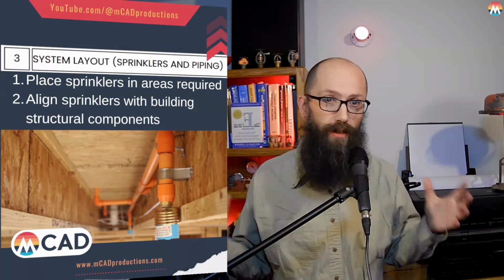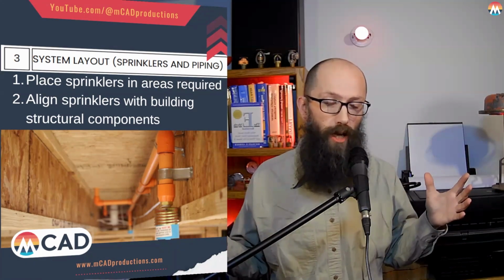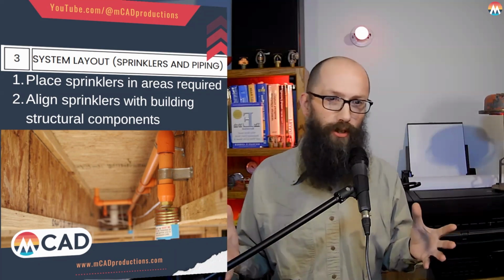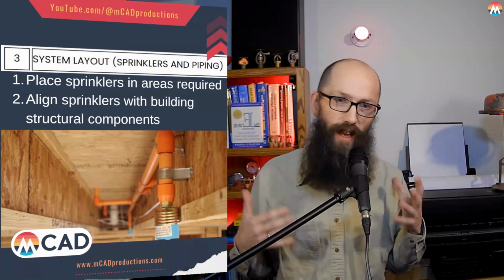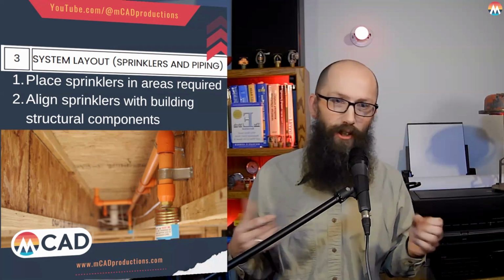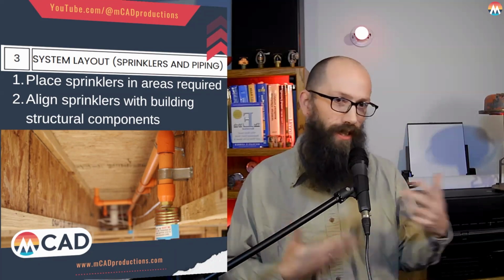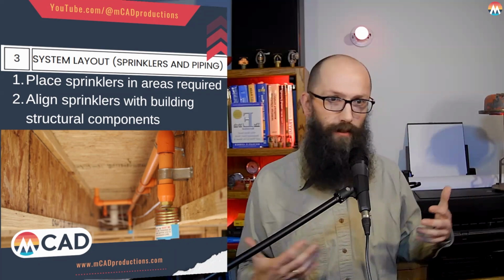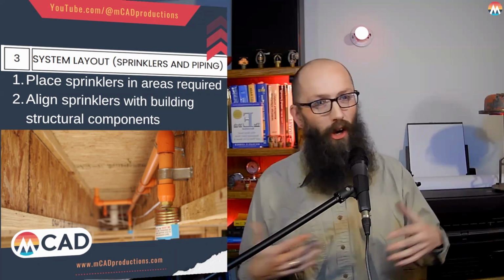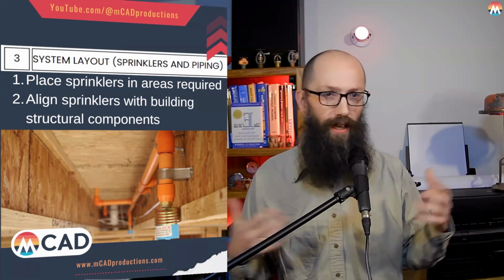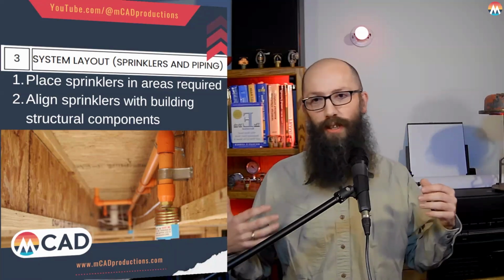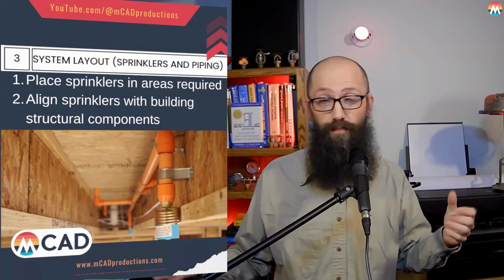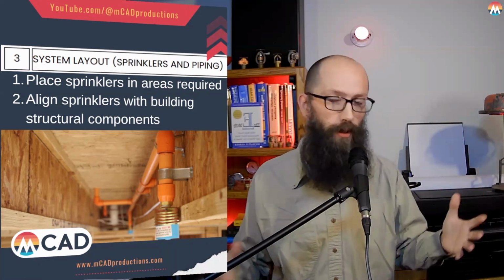At number 3, system layout, sprinklers and piping. This is basically an 8-week course on the basics of fire sprinkler design. And really, in the next video, we're doing the design of the system. That's the design, but we need all of these other 8 weeks of information to get all of the other information in there that's required for getting a permit, those types of things.